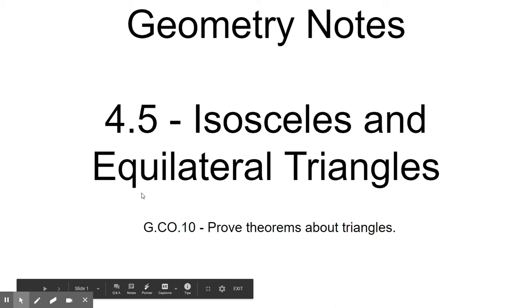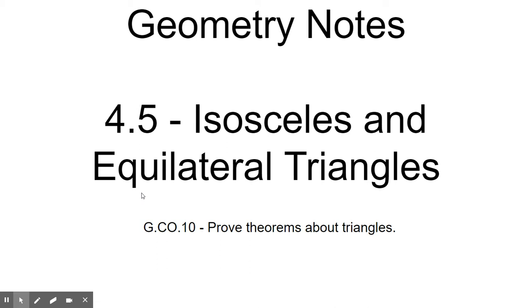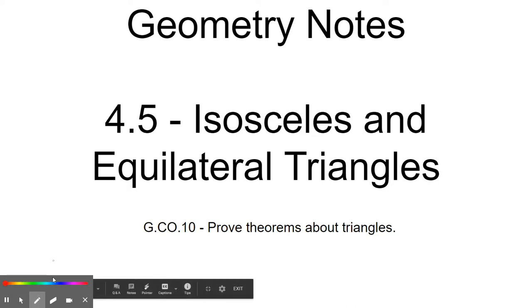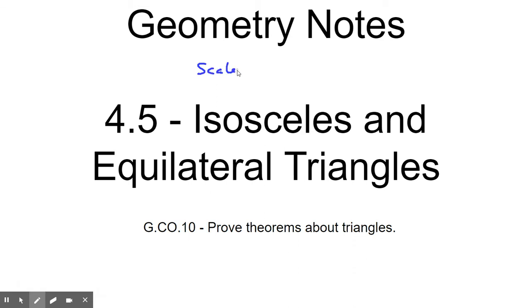The third type of triangle to really talk about is a scalene triangle. In a scalene triangle, you have no congruent sides. So scalene means you have no congruent sides. So all three sides are of different length. That's scalene. So then we're going to talk about isosceles and equilateral in this section.